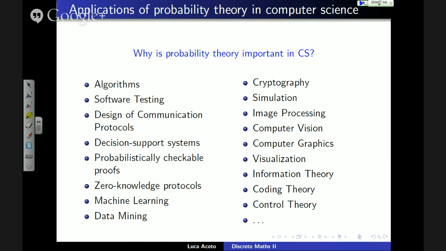Communication protocols, IEEE FireWire, or any other communication protocol that you use every day. Randomness inside. Sometimes the protocol is going to toss a coin to decide what to do next. Shall I wait for the delivery of this message or shall I time out and resend it? Well, sometimes you just toss a coin.